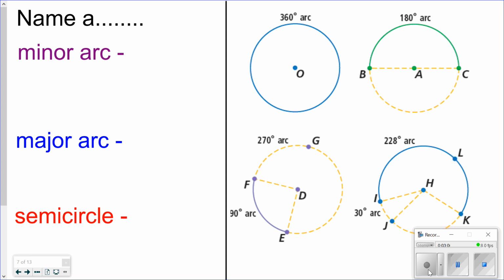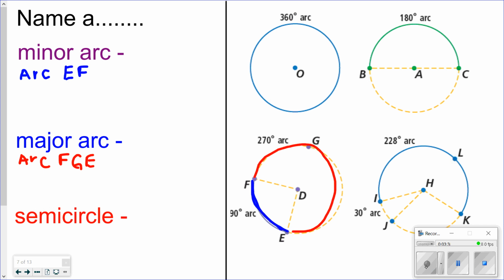So let's practice naming minor arcs. So a minor arc is an arc that's less than 180 degrees. So where do we see some minor arcs? Let's start with arc EF. So arc EF is right here. This is a minor arc because it's less than 180 degrees, which means arc FGE would be a major arc. It's greater than 180 degrees.